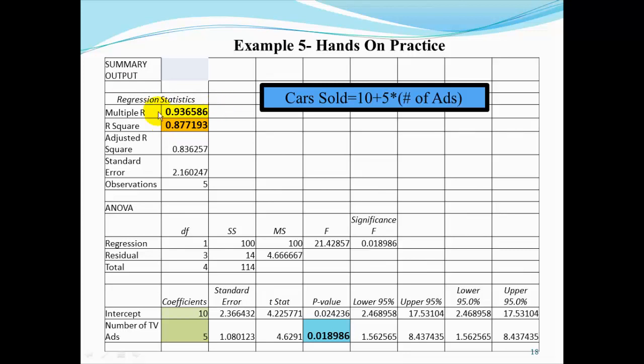Our correlation coefficient is 0.936586. Since our slope is positive and this value is very close to 1, we would say that there is a very strong positive linear relationship that exists between the number of cars sold and the number of ads that were run the preceding weekend for this problem.